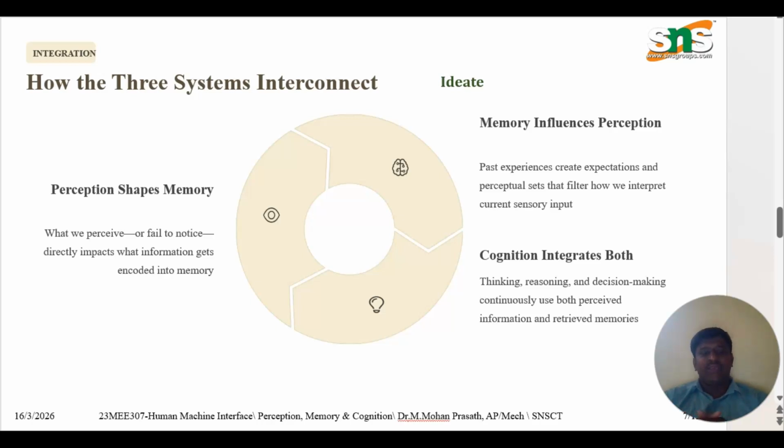Next, finally, how do these three systems interconnect? Perception shapes memory. Memory influences perception. Finally, cognition integrates both perception and memory. Similar to the decision thinking process, it is a bidirectional flow, not a single direction flow. The perception shapes the memory, the memory influences the perception, and finally cognition integrates both perception and memory.